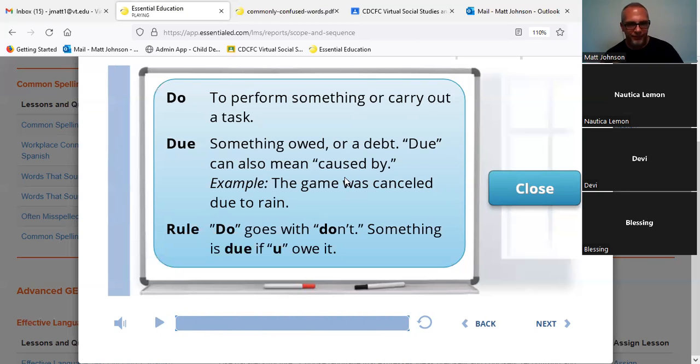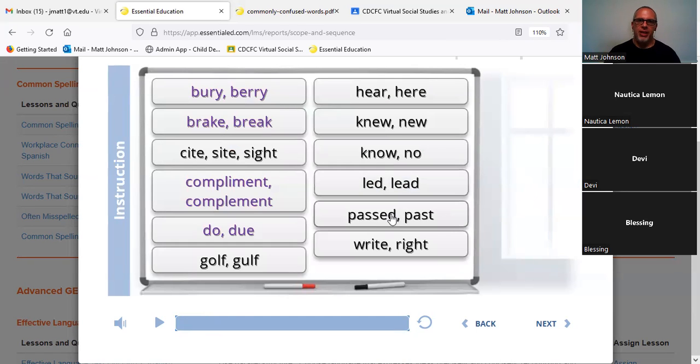Yes. So performing a task is do. Something owed, D-U-E, is due. He was due his award, D-U-E. So commonly confused. Really, this one here as well, passed and past, P-A-S-T.